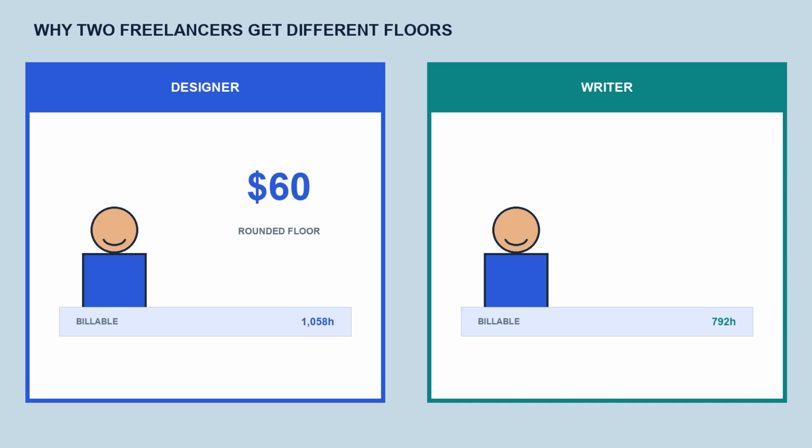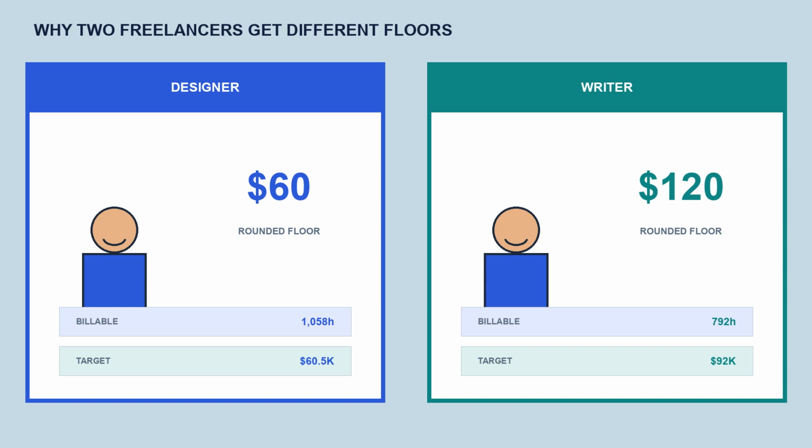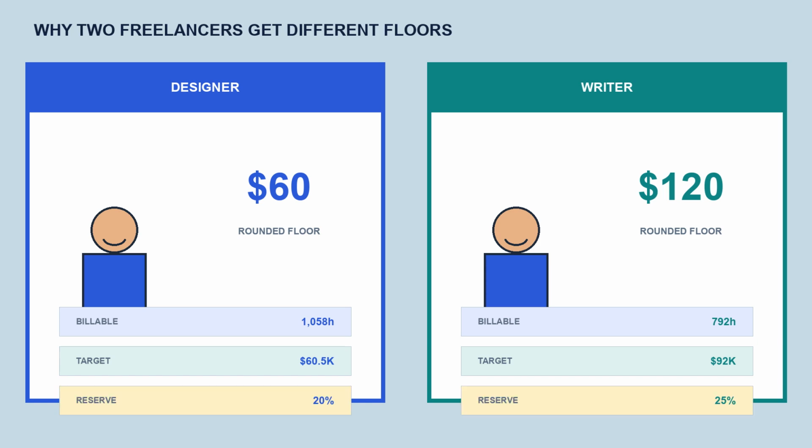Compare a second hypothetical freelancer. A writer wants $50,000 in owner pay, expects $10,000 in expenses, works 44 weeks at 32 hours, and spends 14 weekly hours on unpaid business work. With a 15% buffer and a 25% reserve, only 792 billable hours carry a $92,000 revenue target. The internal rate is about $116.16, rounded to 120. This is not a recommended writer rate. It shows how fewer billable hours and larger goals change the math.